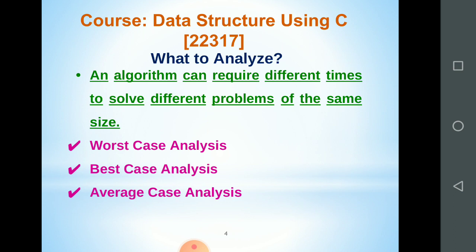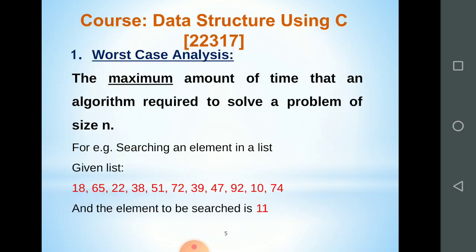Okay, it depends on the input. I will give you one example here. So what is worst case analysis or worst case complexity? The maximum amount of time that an algorithm requires to solve a problem of size n. It is the maximum time which we require to solve that algorithm.